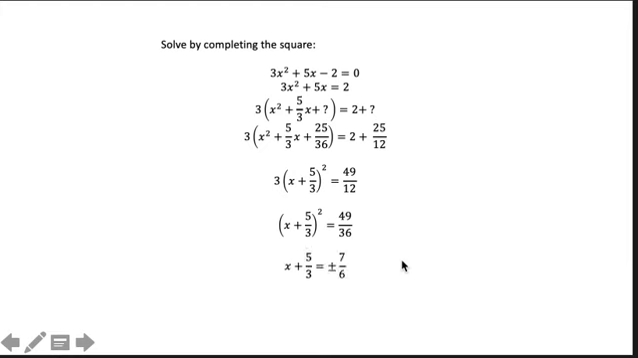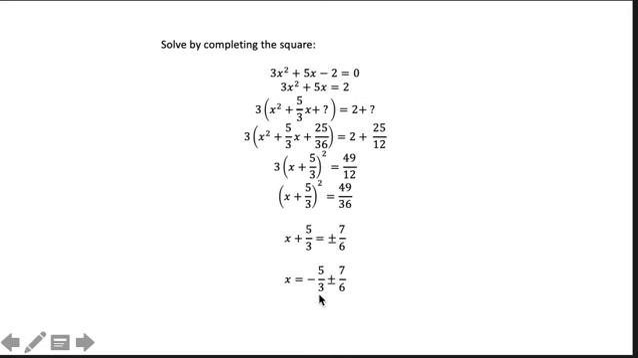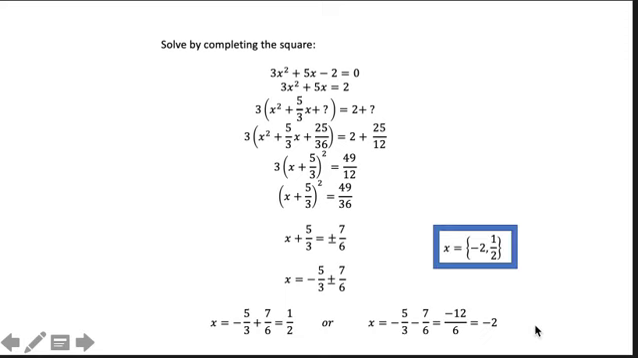And I'm going to take the square root of both sides. So I get x plus 5/3 equals plus or minus 7/6. The square root of 49 is 7. The square root of 36 is 6. And so my two solutions are negative 5/3 plus or minus 7/6. I actually did those two problems, negative 5/3 plus 7/6 and negative 5/3 minus 7/6, and I get x equals 1/2 and x equals -2. So the two solutions are -2 and 1/2.